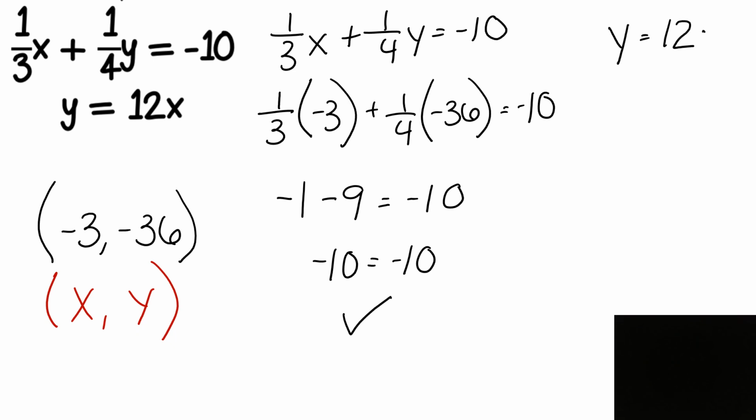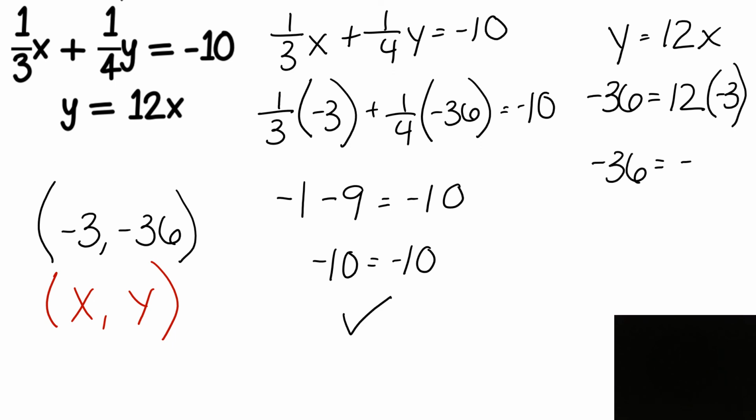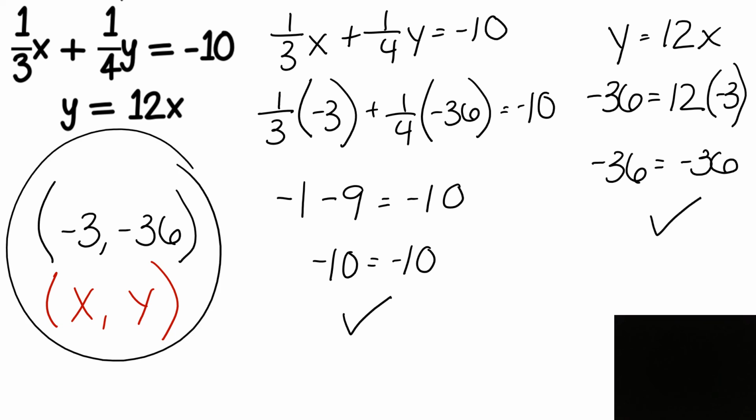Second equation, y equals 12x. We plug in our values. Y is negative 36, and the 12x goes with the negative 3. We multiply 12 and negative 3 to get negative 36. Both sides match, so that is our correct solution, which takes us to the finishing square.